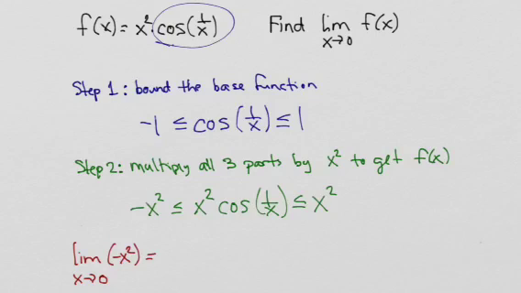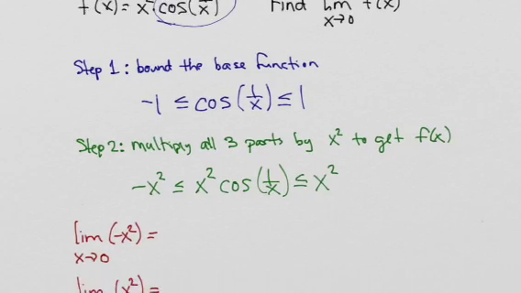Now, I left out the x squared part, though. So now I need to get that x squared part in. I'm going to multiply all three parts by that x squared to get back to my original function in the center there. Now I can use the squeeze theorem.